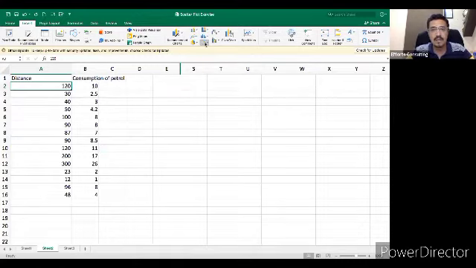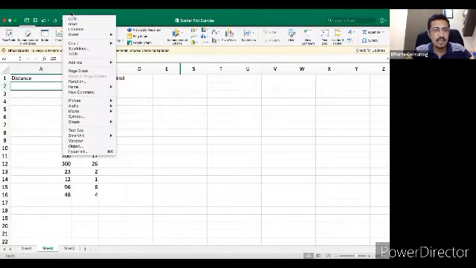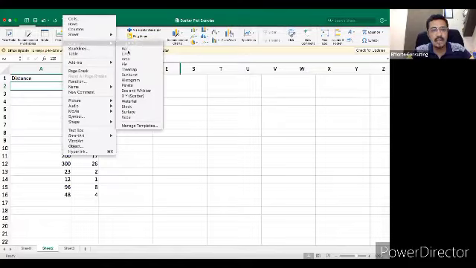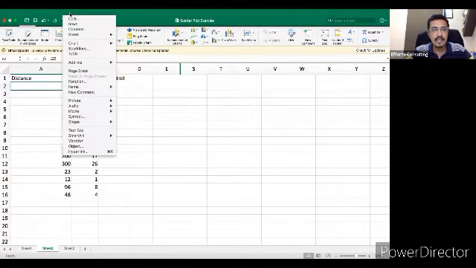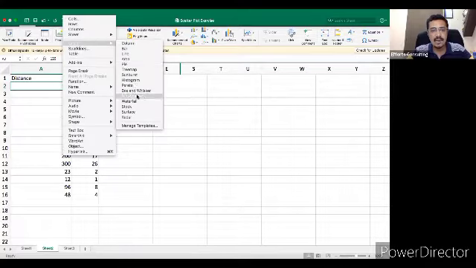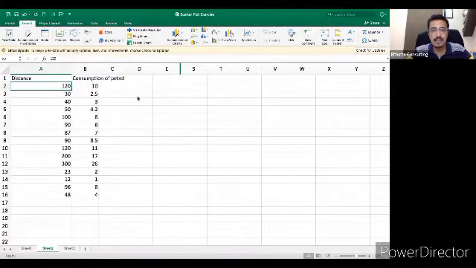Scatter. Okay, so I will go to the scatter. Once again, let me show it to you. Into Insert, go to Chart and you will find XY scatter, right? Let me show it to you once again. Go to the Insert tab, go to Chart and then click on XY scatter plot. Okay, so I'm clicking on this, right?